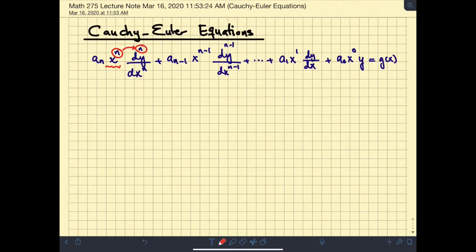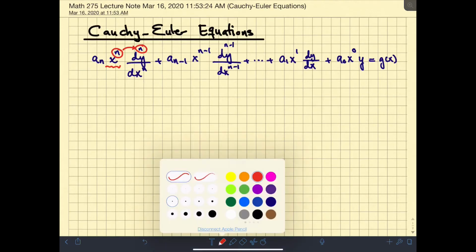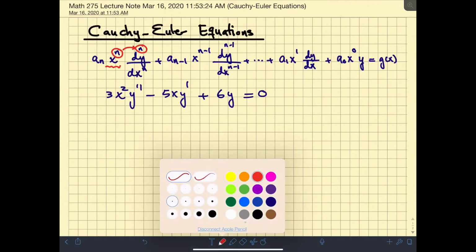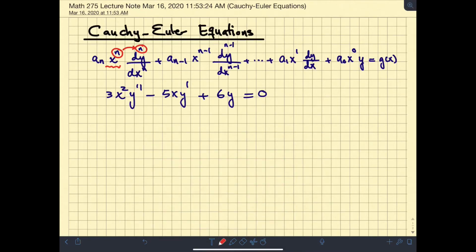For example, I could have a differential equation such as 3x squared y double prime minus 5x y prime plus 6y equal to 0. This is a non-constant coefficient differential equation. However, the power of the coefficient, which is 2, matches the order of the derivative. The power of the coefficient, which is 1, matches the order of the derivative. The power of the coefficient, which is 0, matches the order of the derivative since there are no derivatives.